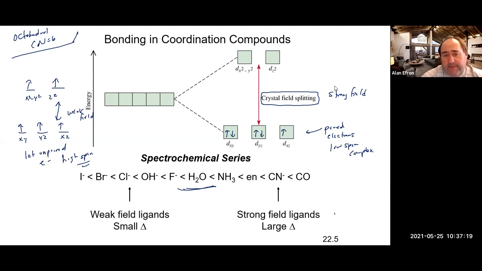And sometimes you may not be given any piece of information. And what that means is sometimes it doesn't make a difference, regardless if you did it sort of weak field or strong field, you'll end up with the same number of unpaired electrons. And that's a very common sort of question that's asked: what is the number of unpaired electrons that you have in this sort of complex ion? Any questions on that there?